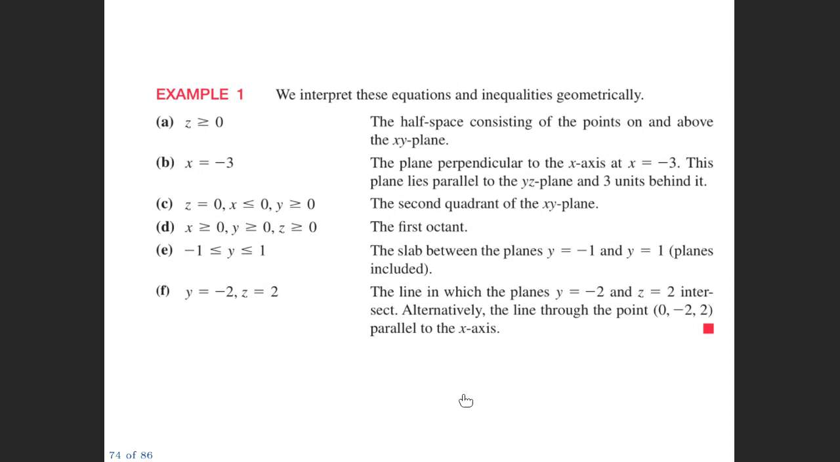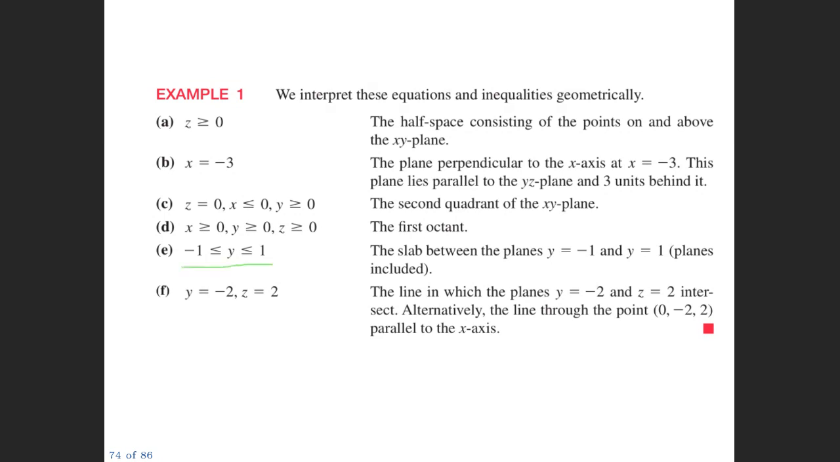A scan from the textbook Thomas's Calculus, which I've recommended. Z greater than or equal to 0 means the half space, that's the top half of the space, where z is a positive number. X equal to minus 3, that's a plane. Z equal to 0, so we must be in the xy plane, but insisting that x is less than 0 and y is greater than 0. This is called the second quadrant in the xy plane.